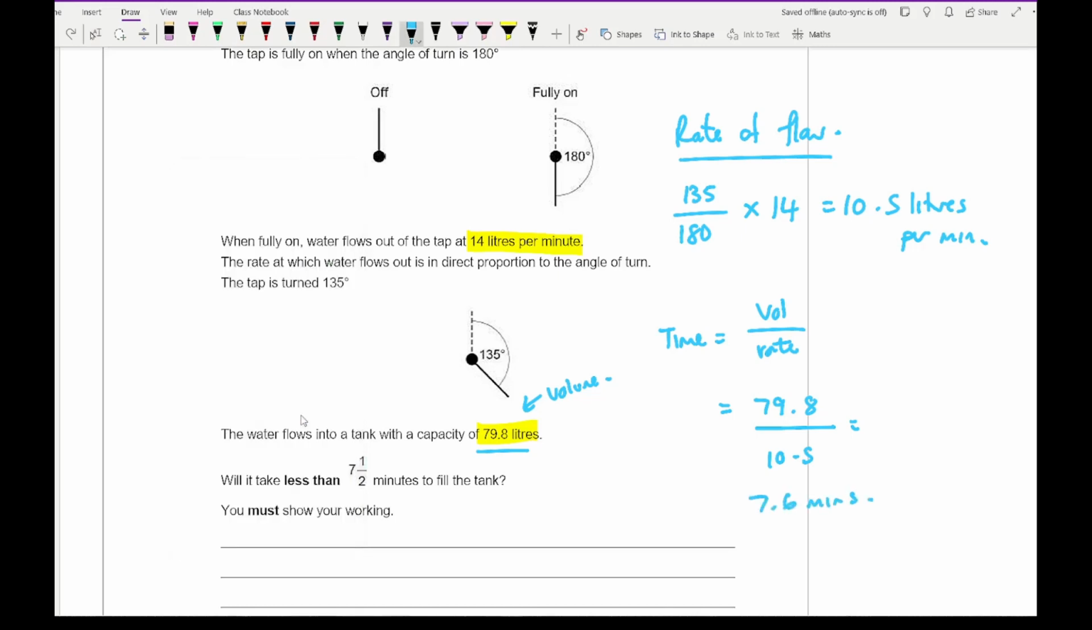So going back to the question, will it take less than 7.5 minutes? The answer is no, it won't, and the reason for that is because 7.6 is greater than 7.5, and they're both in minutes. And there we go, that is our final answer.